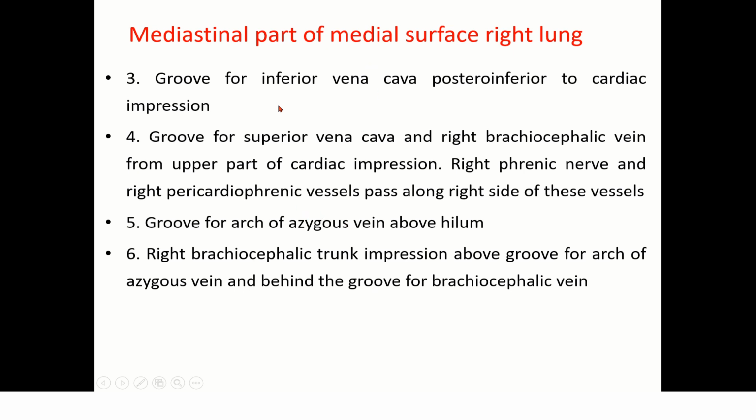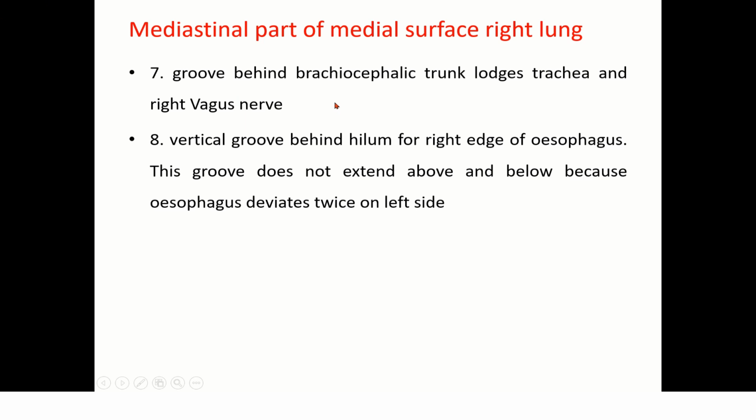So if you see, the majority of the veins are on the right side. So the mediastinal surface of the right lung will be more related to veins, whereas the mediastinal surface of the left lung will be more related to arteries. And there will be a groove behind the brachiocephalic trunk, which relates to the trachea and right vagus nerve.